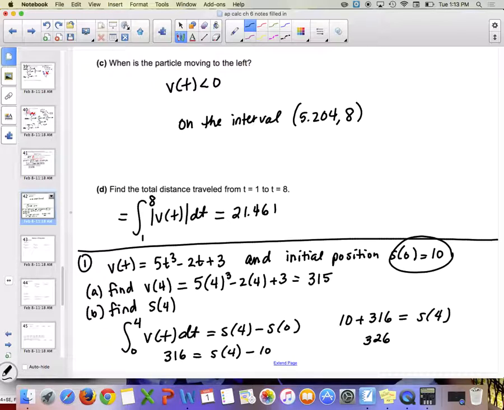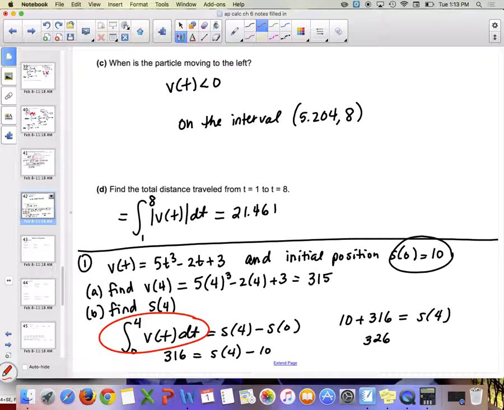So can someone explain, using terms that we learned in this section, what we just did? What did we find here? We found, what word starts with a D? We found displacement. We found the displacement from 0 to 4. So why did I have to add 10 to find its position at 4?